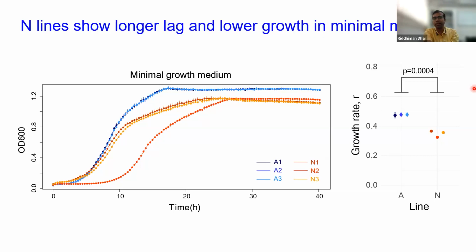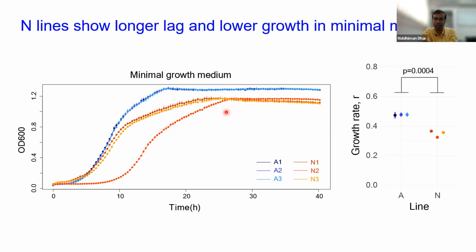So what we see is that N lines show longer lag and lower growth in minimal growth medium. Which means they probably have accumulated some mutations that allow them to do without certain nutrients, or they might have some mutation that actually led to loss of function in some of the genes that might be required for survival in this minimal medium.